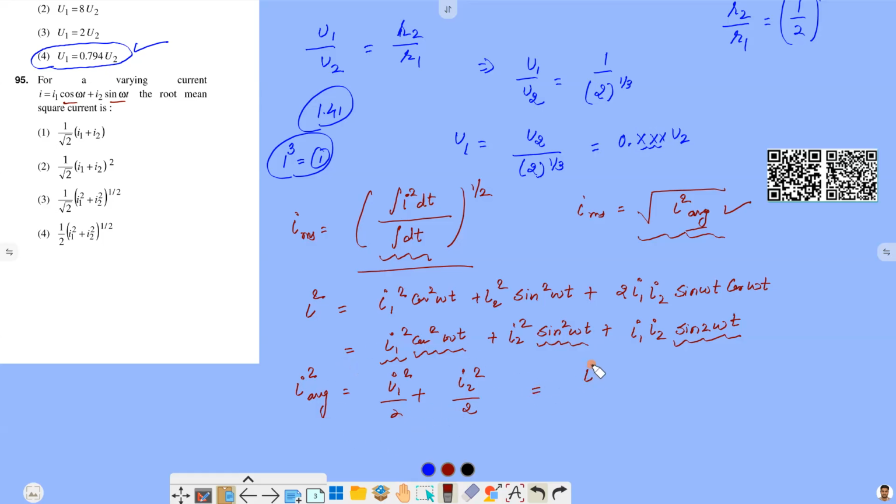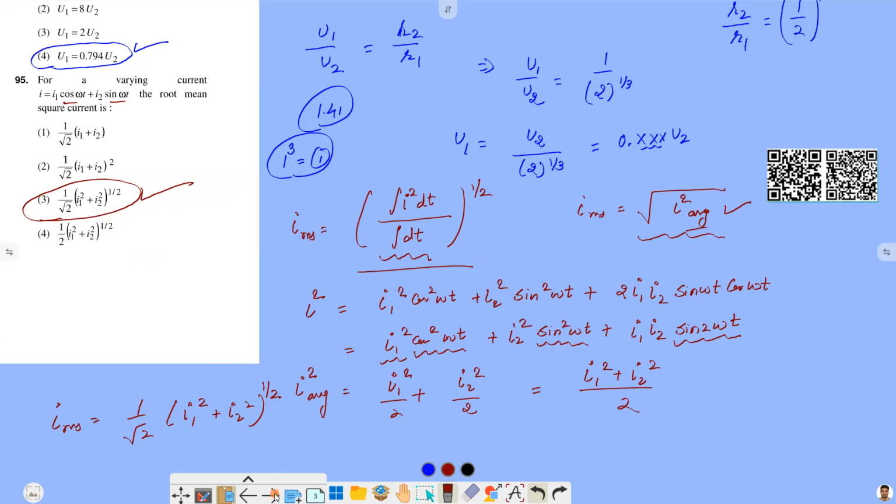Now this can be written as I1 square plus I2 square divided by 2. Now I can take the square root of this. So IRMS will be equal to 1 by root 2 times I1 square plus I2 square raised to power half. And that is basically option 3 for us. So option 3 is going to be the right answer for this one.